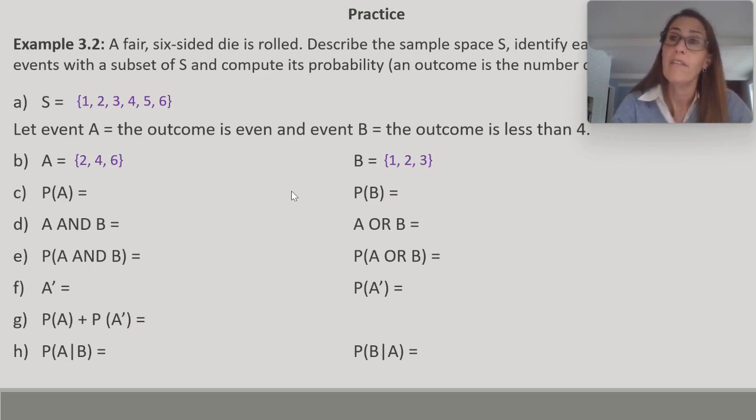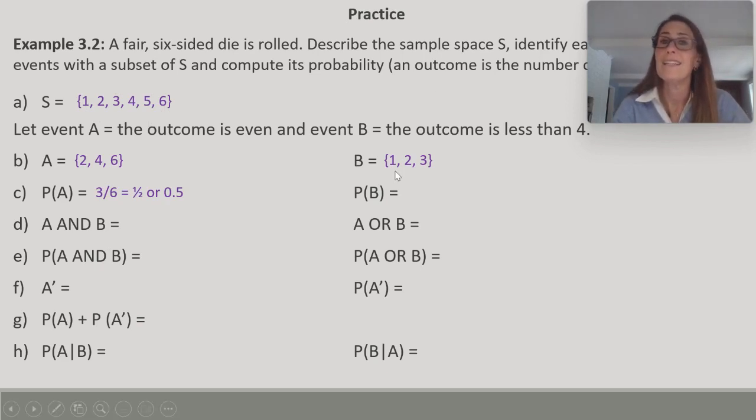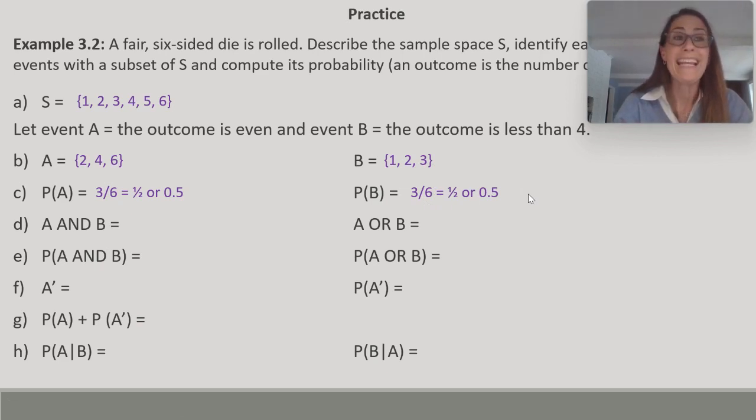What's the probability of A? Well, there are 3 outcomes in A divided by the 6 outcomes in the sample space. So 3/6 or 1/2 or 0.5. And the probability of B is the same, right? There's still 3 outcomes in B divided by the 6 from the sample space. So 1/2 or 0.5.